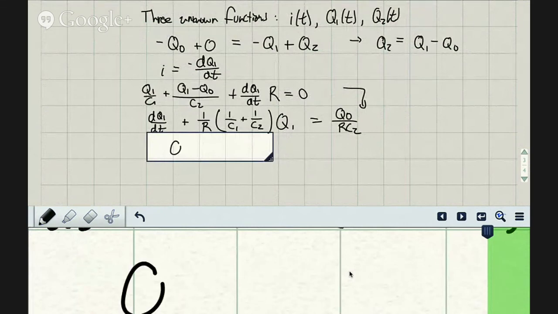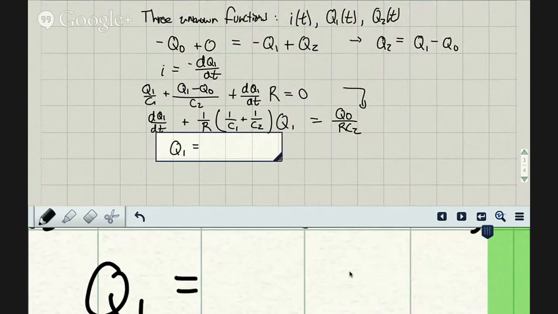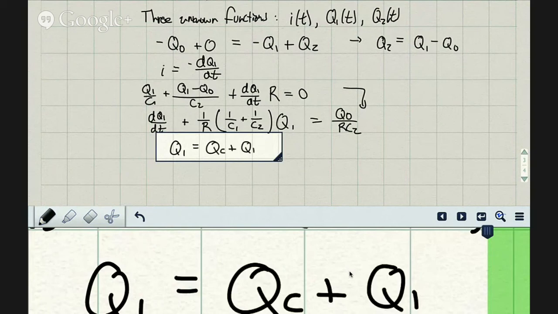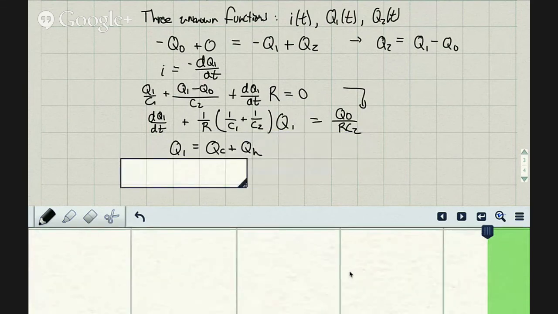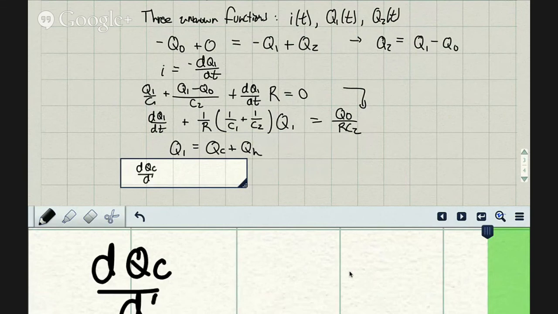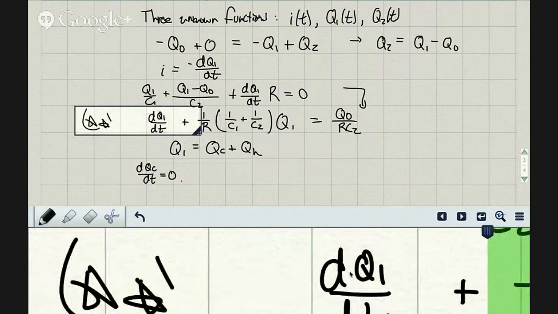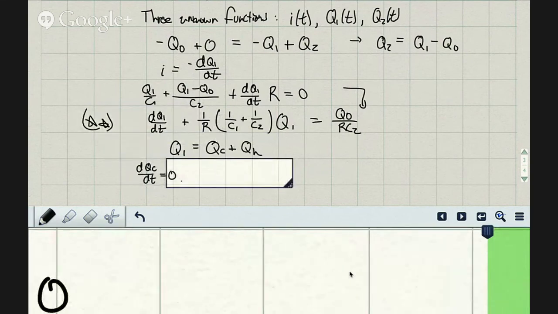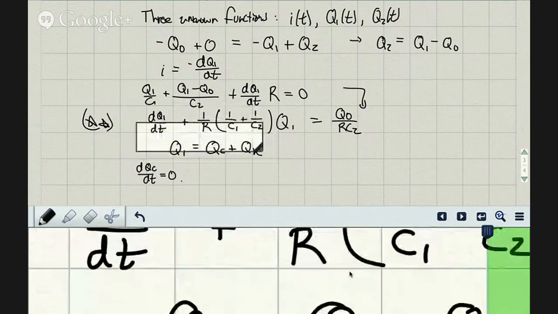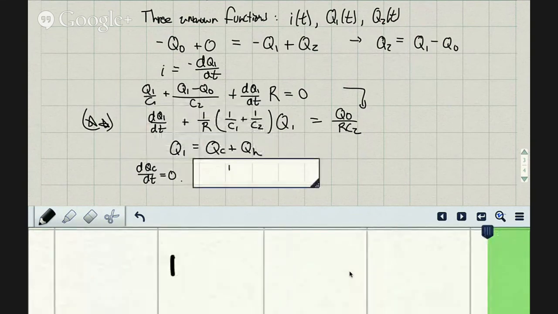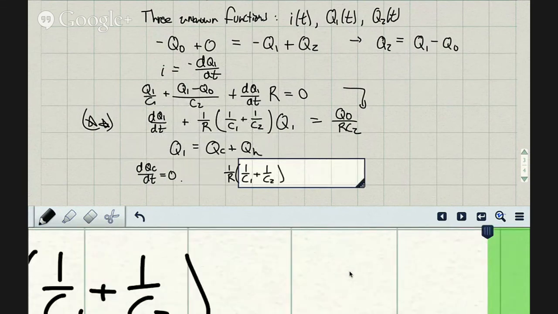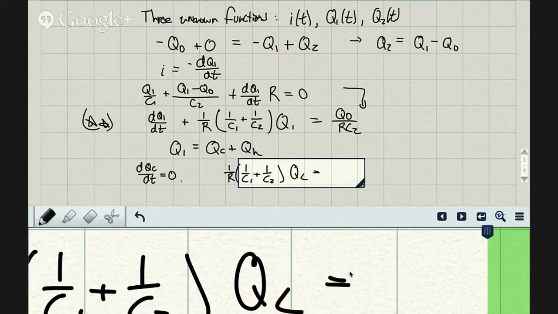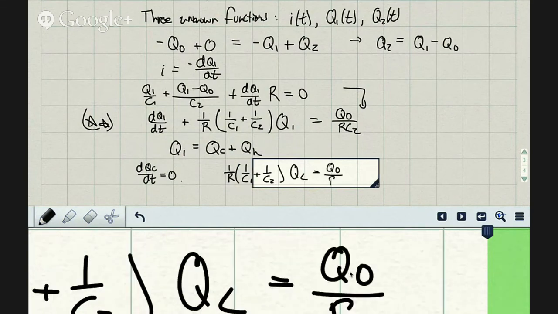The way to solve this equation is to say Q1 is composed of two parts, a constant part and a homogeneous part. The constant part satisfies the fact that dQC over dt is 0. In other words, it's constant in time. Plugging this into the double star equation, the first term is 0 by definition. We get 1 over R, 1 on C1 plus 1 on C2, times QC is equal to Q0 divided by RC2.